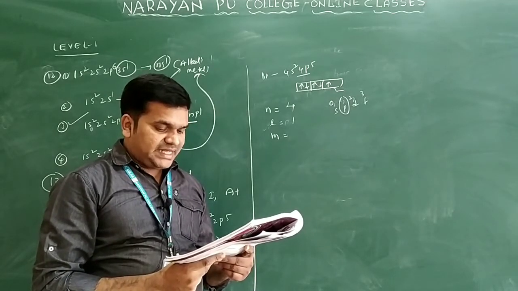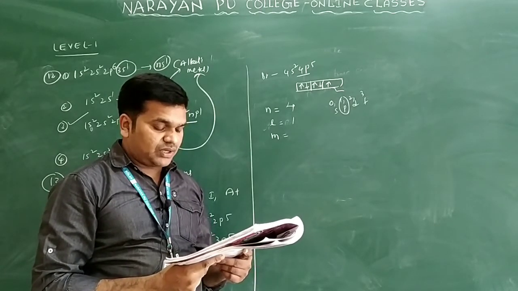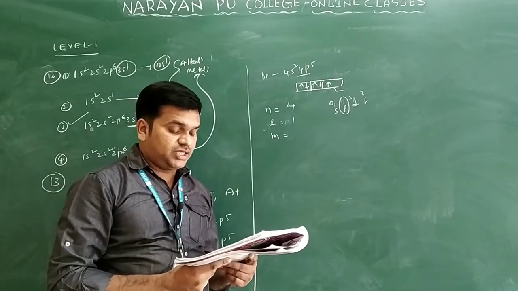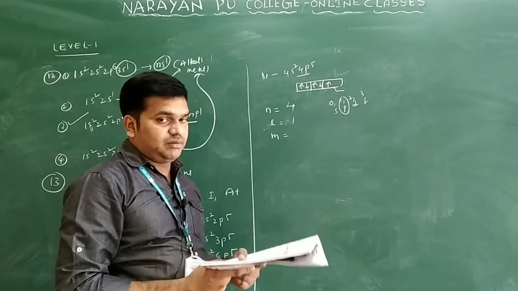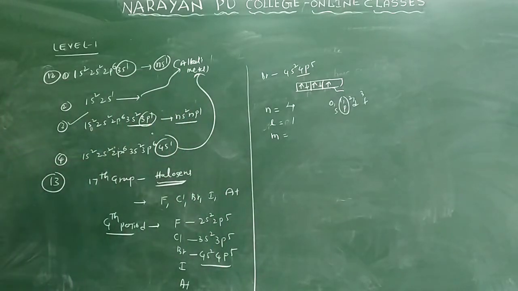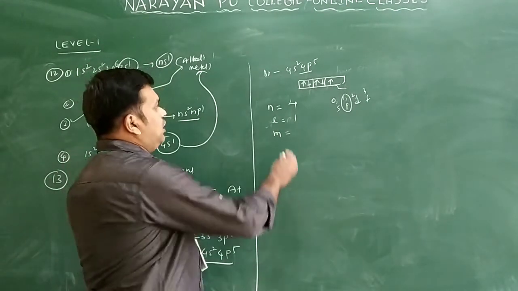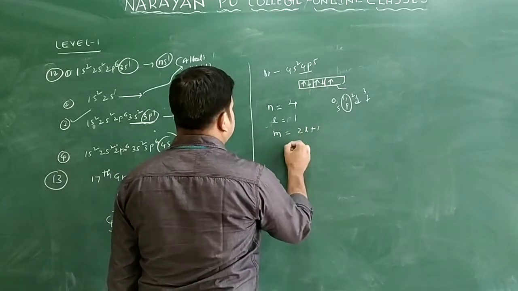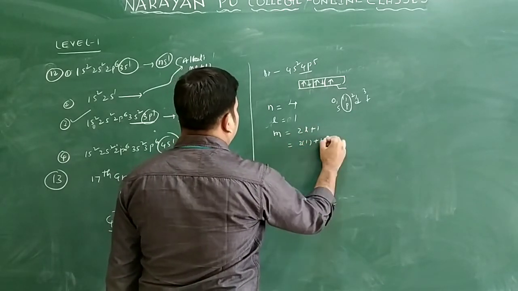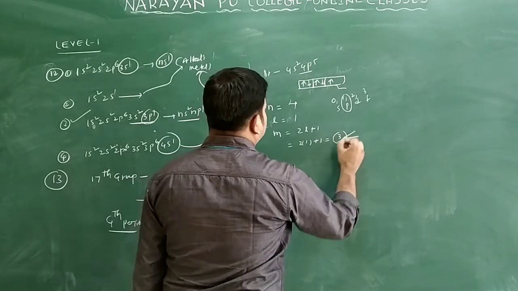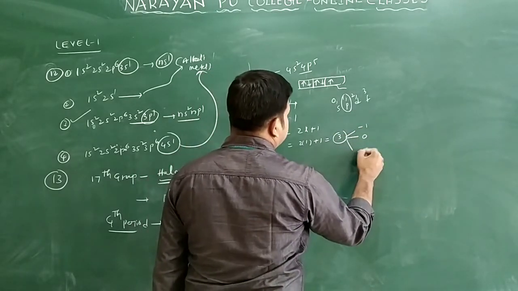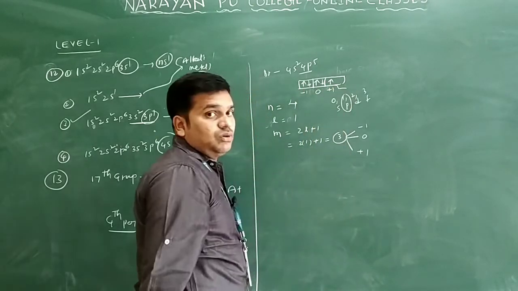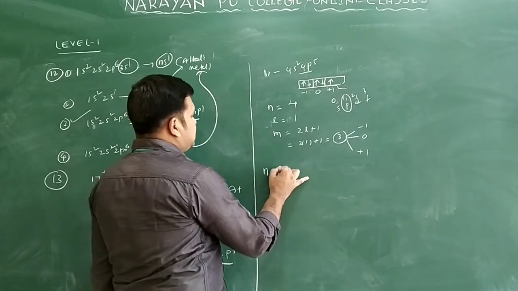And one more thing they ask: the maximum n plus L plus m value for the last unpaired electron of the 17th group, 4th period element of the periodic table. So here n is 4, L is 1. The m values possible are 2L plus 1, which is 2 into 1 plus 1, so 3 values: -1, 0 and plus 1. Now I will write n plus L plus m.